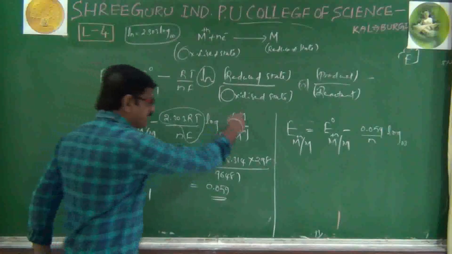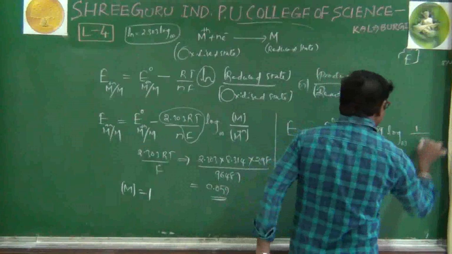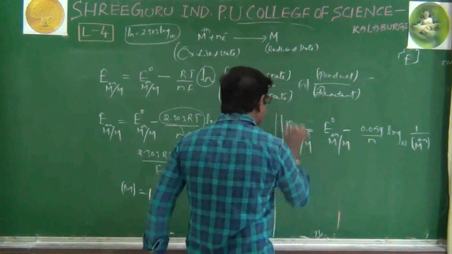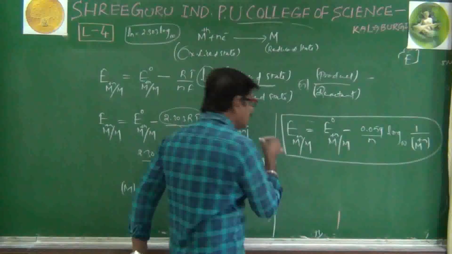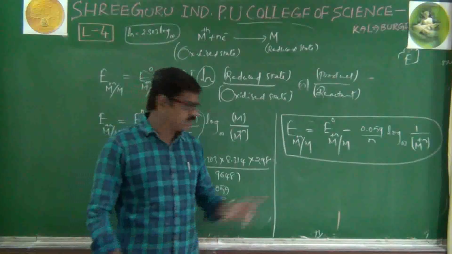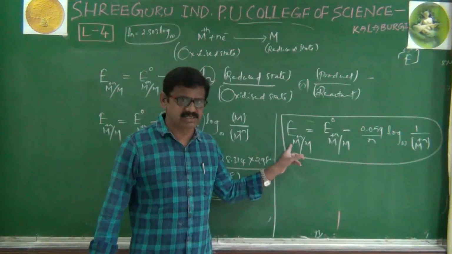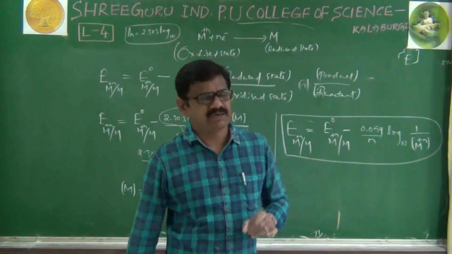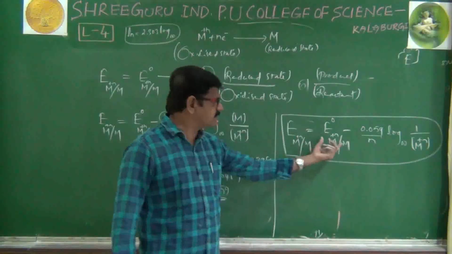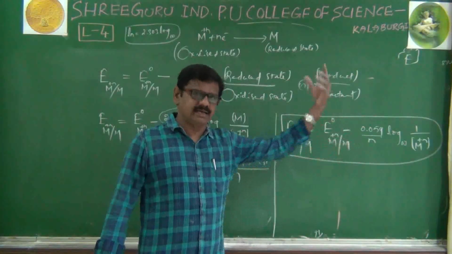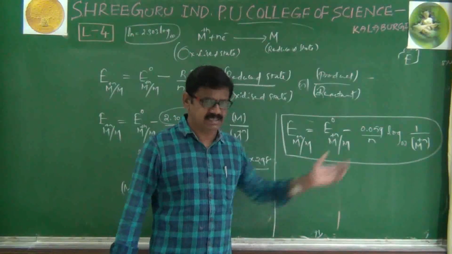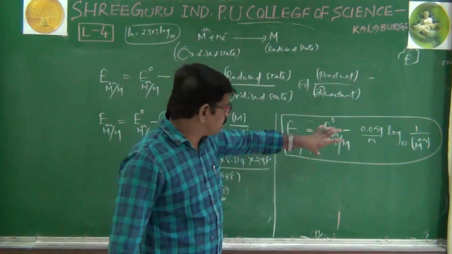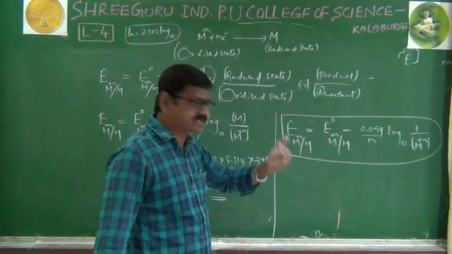That's why we can take the metal ion as 1. This is the final Nernst equation to calculate single electrode potential when the concentration is other than 1 molar. If the concentration is 1 molar, it is already the standard electrode potential, which we have calculated with the help of SHE. Yesterday in the last class we discussed that. This is the Nernst equation. Based on this Nernst equation, now we will discuss some questions.